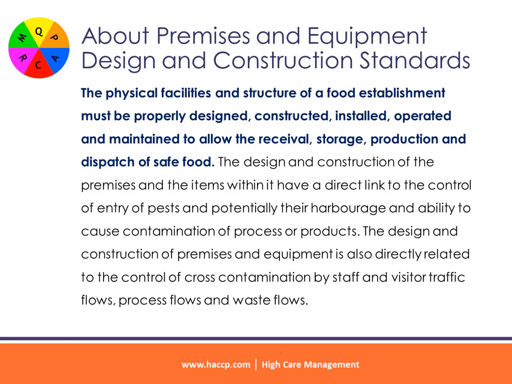About premises and equipment design and construction standards. The physical facilities and structure of a food establishment must be properly designed, constructed, installed, operated and maintained to allow the receival, storage, production and dispatch of safe food. The design and construction of the premises and the items within it have a direct link to the control of entry of pests and potentially their harborage and ability to cause contamination of process or products. The design and construction of premises and equipment is also directly related to the control of cross-contamination by staff and visitor traffic flows, process flows and waste flows.